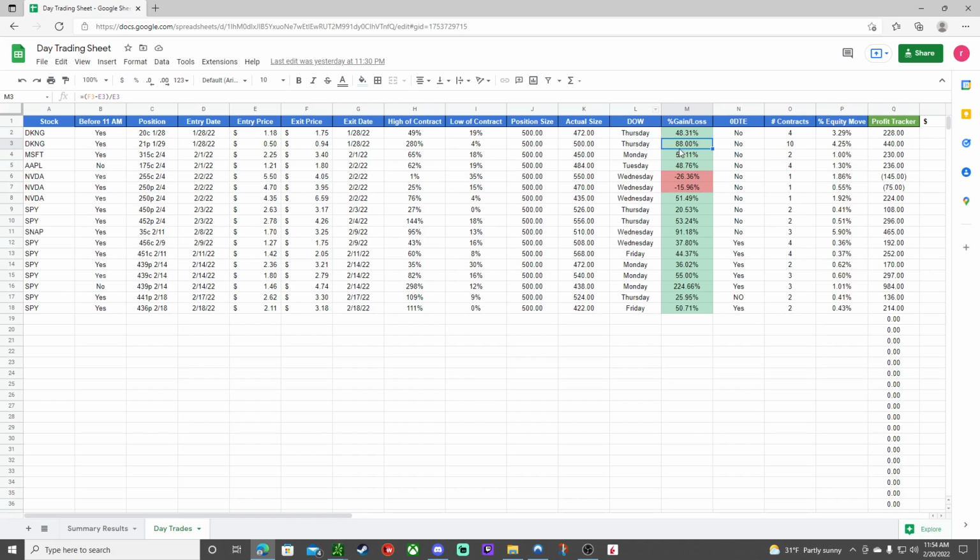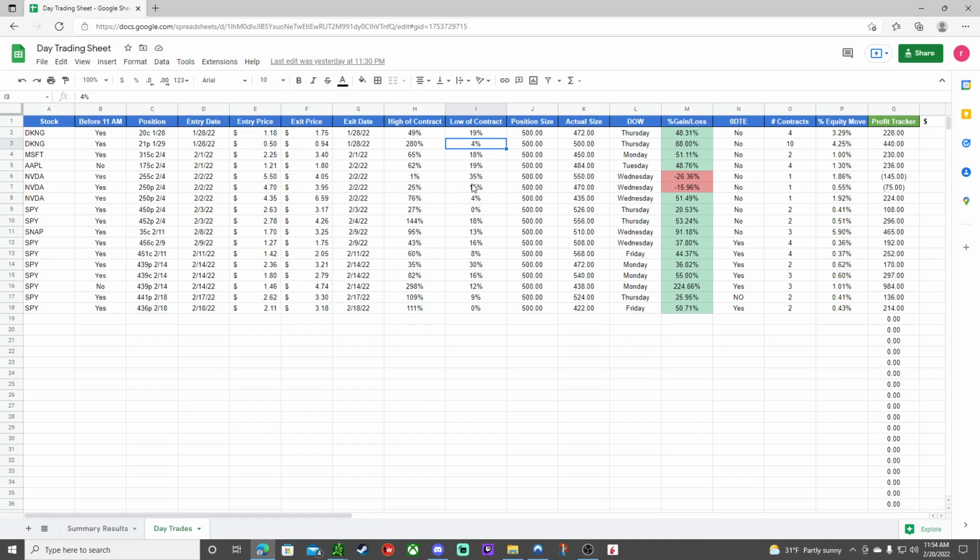But the reason why you only got 88%, as you can see, is because it hit a TP. Who's going to be angry with 88%? I have no idea. But that's how this is designed to track. The low of the contract, same situation. It's designed to track the low of the contract after you got in, after you got in and before you were stopped out.